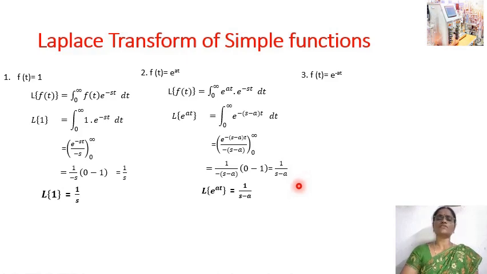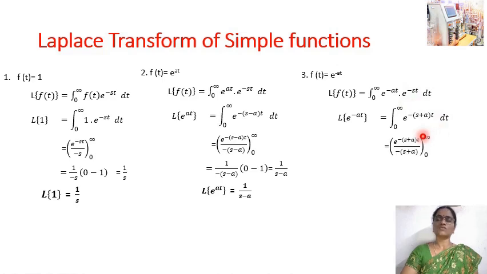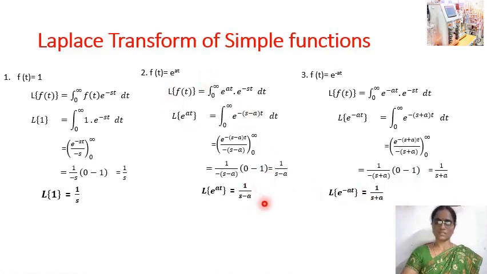Now go to another function, e power minus at. This is an exponentially decreasing function. Take the definition of Laplace transformation. In that definition, instead of f of t, just substitute e power minus at. Again the bases are the same, so you can add the powers. Just go for the normal integration, substitute the upper and lower limits, and you will get the answer. The Laplace of e power minus at is 1 upon s plus a. You can see the difference. If you take e power plus at, the answer is 1 by s minus a. If you take e power minus at, it is 1 by s plus a.